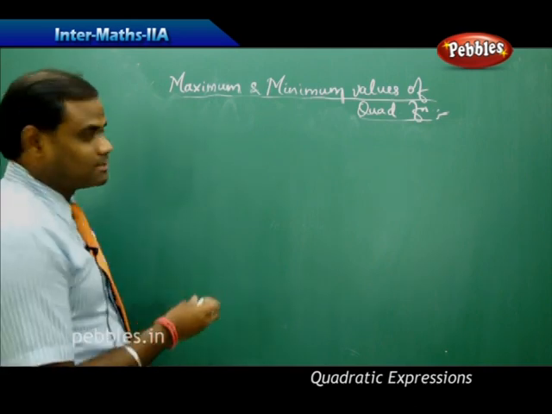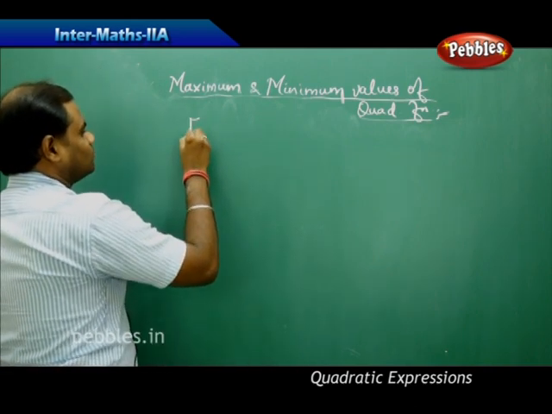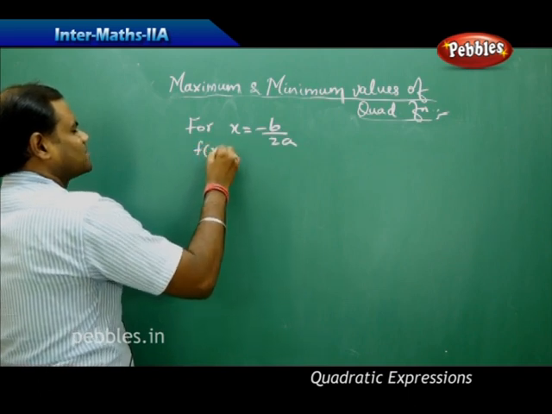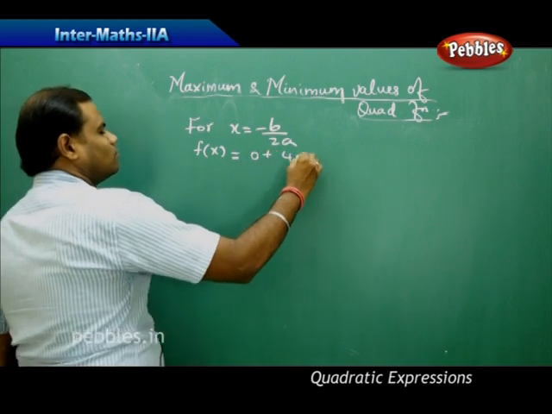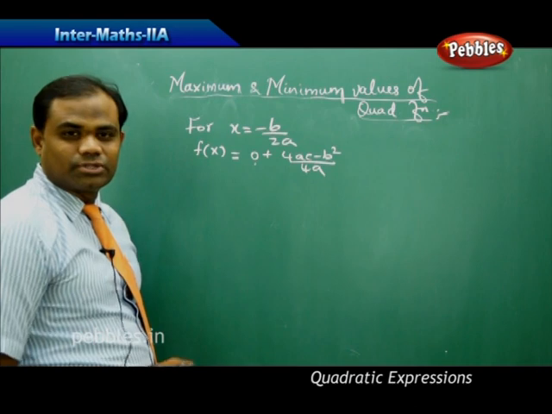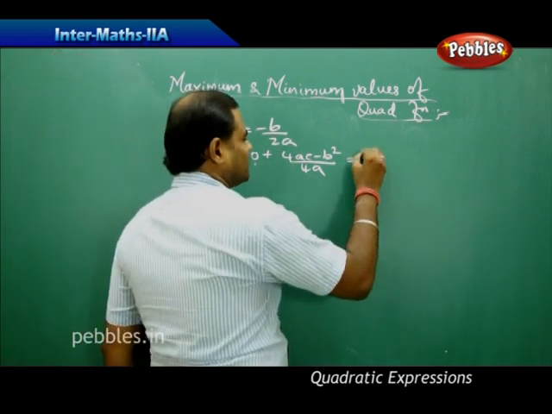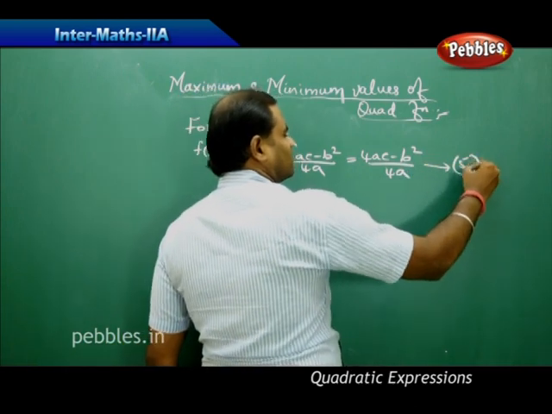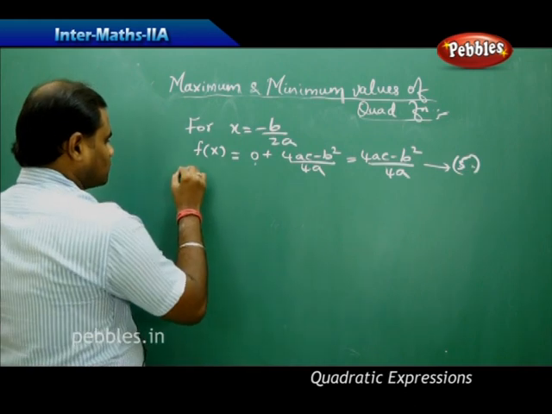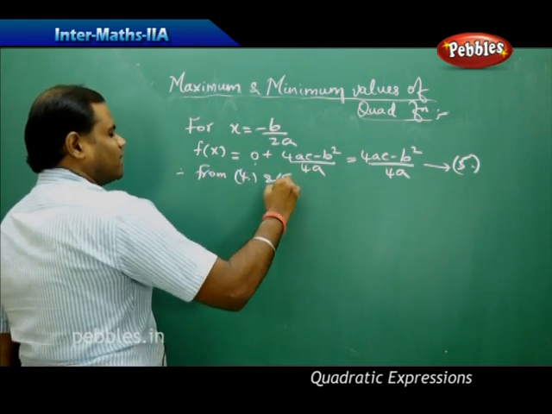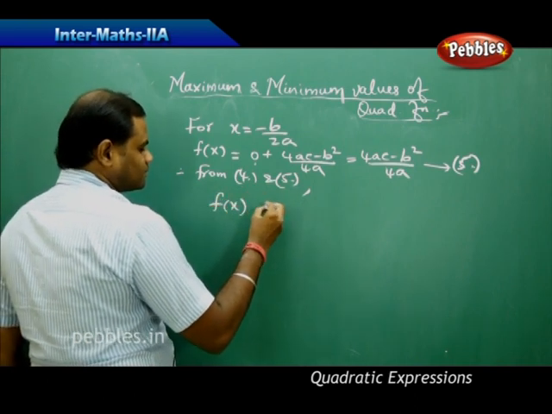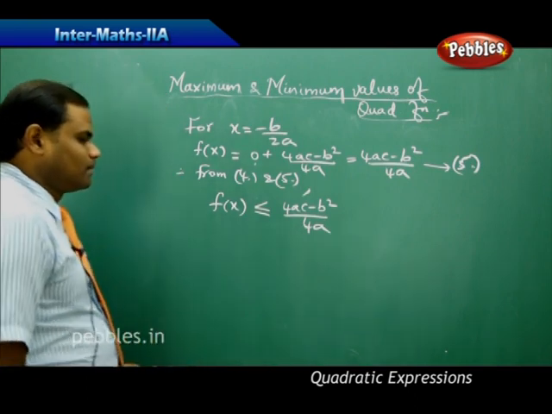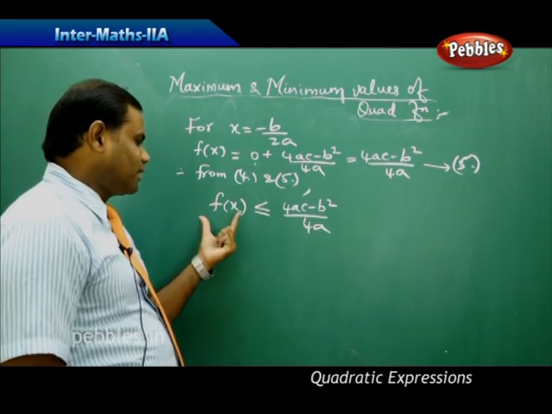Now let's see what happens when x is minus b by 2a. So even in this case, I see that for x equals minus b by 2a, I have f of x equals 0 plus (4ac minus b squared) by 4a, because this reduces to 0 when I substitute x equal to minus b by 2a, and this finally reduces to this by 4a, which I take as equation 5. Therefore, combining equation 4 and 5, I clearly get f of x is less than or equal to (4ac minus b squared) by 4a. So this clearly makes us understand that every value of f of x is less than or equal to this.